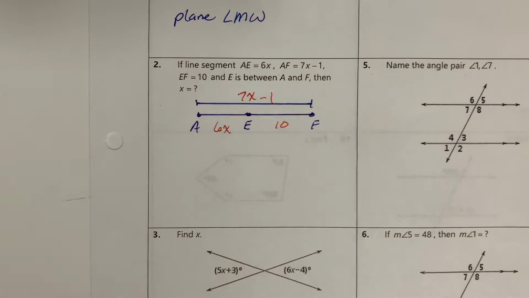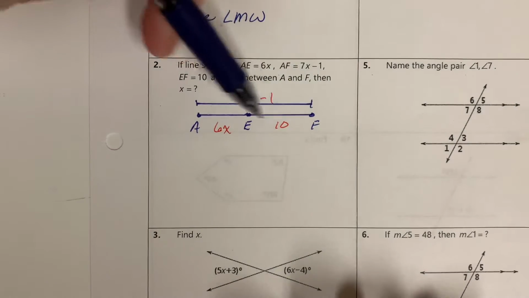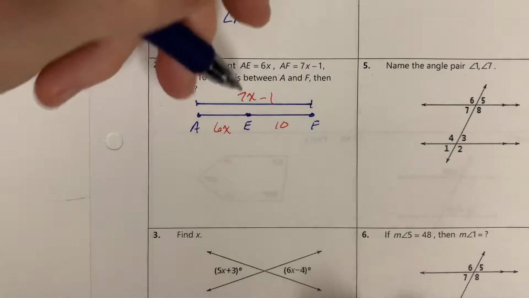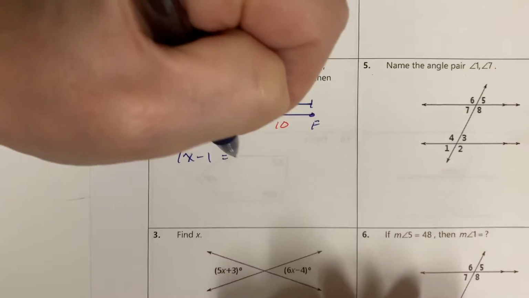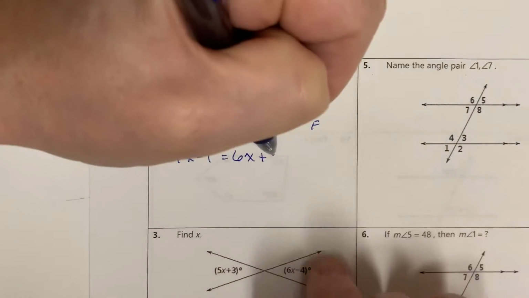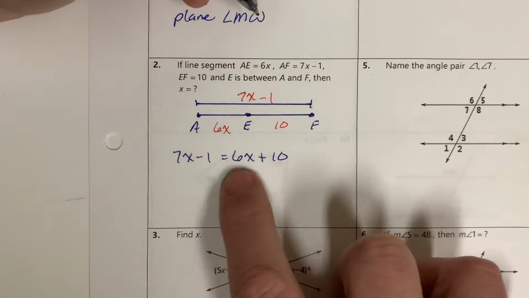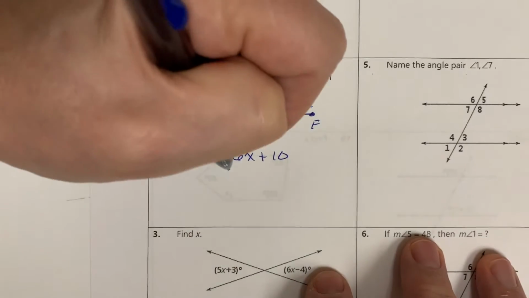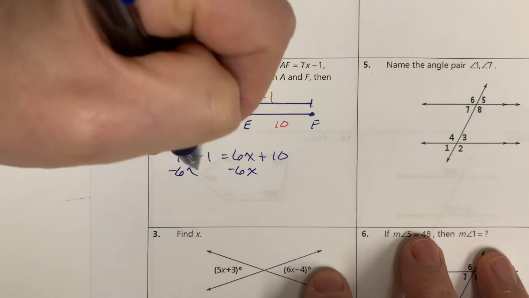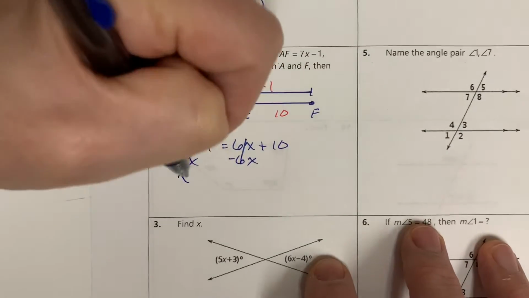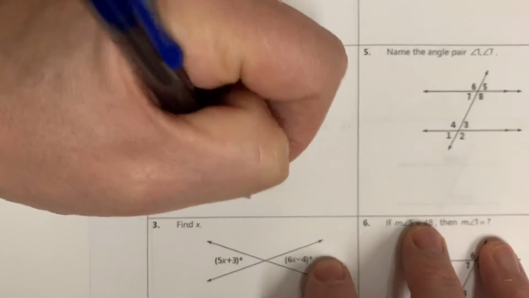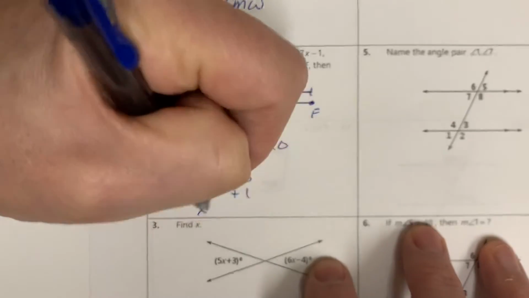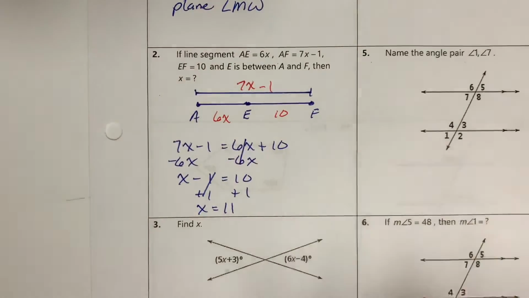All right, so we know the whole is equal to the sum of the 2 parts. So again, we're going to do 7x minus 1 equals 6x plus the 10. The whole is equal to the sum of the 2 parts. So solving, minus 6x, minus 6x. So we got x minus 1 is equal to 10. Add 1. And it looks like we get x is equal to 11. And that's all it's asking for is x.